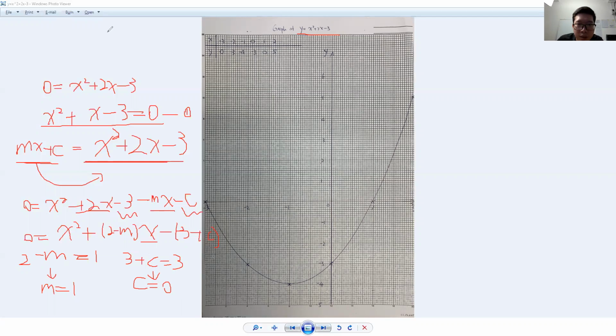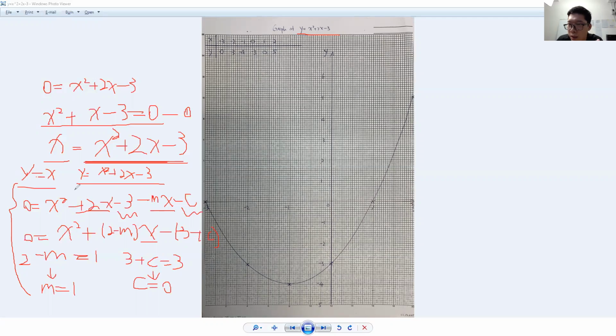Now is the time to rewrite this part, because we have already solved for m and c, which is x + 0. So I just ignore the 0. Okay? So after this conversion, what do we have? The curve and this y = x. So it's y = this curve, and y = x. You have this curve and this straight line.